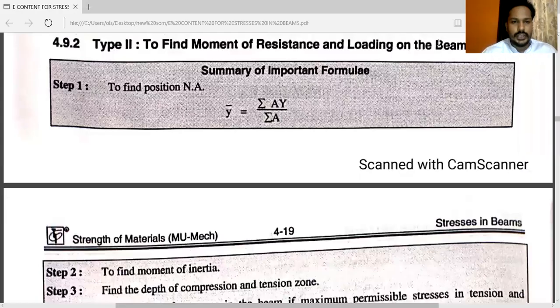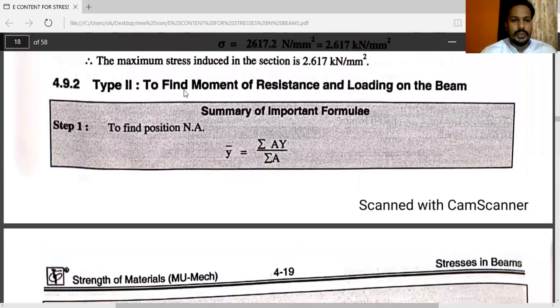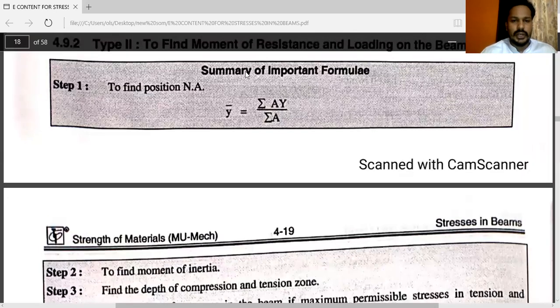Hello friends, in the previous video we have seen the problem on stresses in beams type 1. Now here the type 2 is to find moment of resistance and loading on the beam. Here you can see the summary of important formulas.